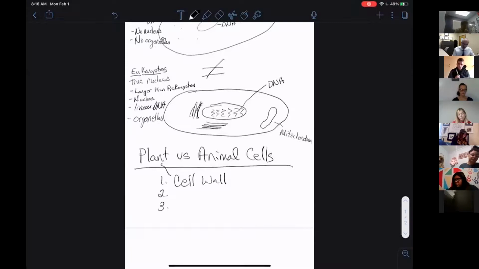Plants also have this large bag in the middle of the cell that holds lots and lots of water. It's why we like our lettuce nice and crispy and not kind of wilty and yucky. It's because they have these large bags inside the cell, and we call those vacuoles. Vacuole. Oh gosh, I just forgot how to spell it. Let me look up the spelling really quick.